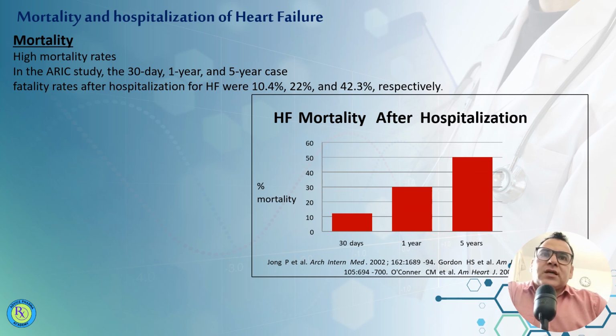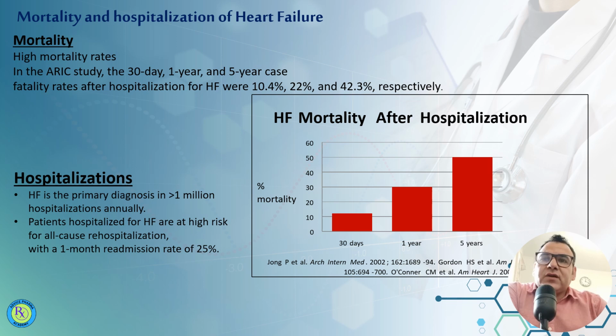As you see here in the graph, for patients with heart failure who are hospitalized, looking at 30 days, 1 year, and 5 years, their mortality rate is increasing year by year. It's 10% for the first 30 days, within 1 year it's 30%, and within 5 years it can reach 50%. So patients with heart failure who are hospitalized are at risk of death, so the focus of drugs used in heart failure is mainly to reduce mortality.